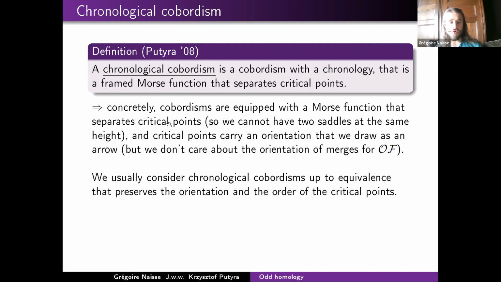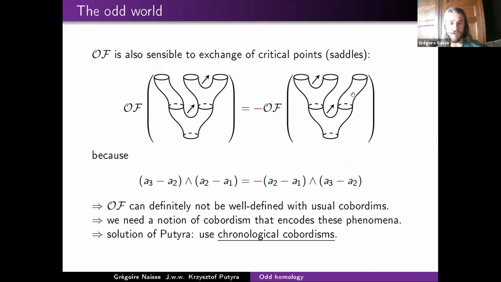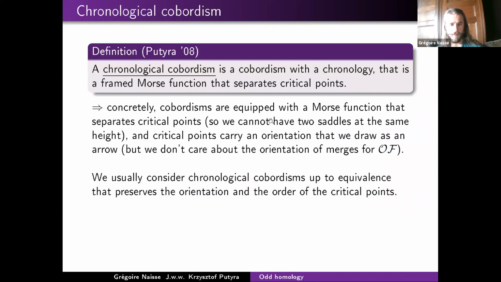Good. And usually what we want to do is consider this chronological cobordism up to equivalence, which will now preserve the orientation and the order of the critical points. So that now you cannot exchange distinct saddle points, so you don't have this behavior that is not well defined anymore. And so now you can have a functor that is well defined.